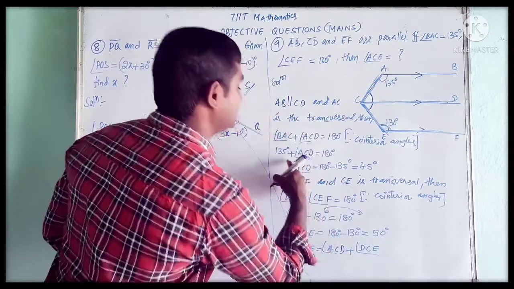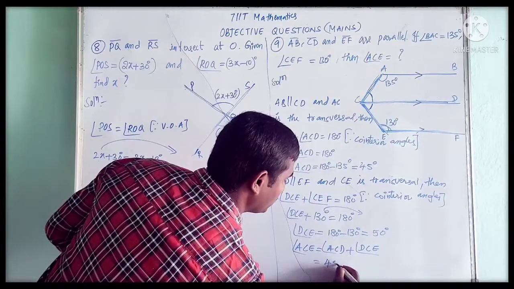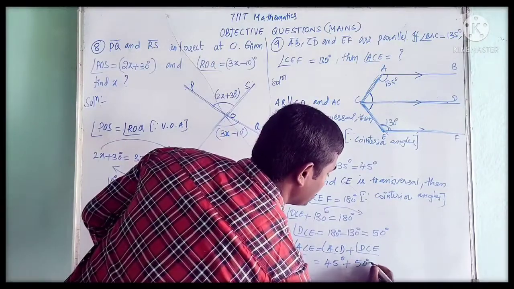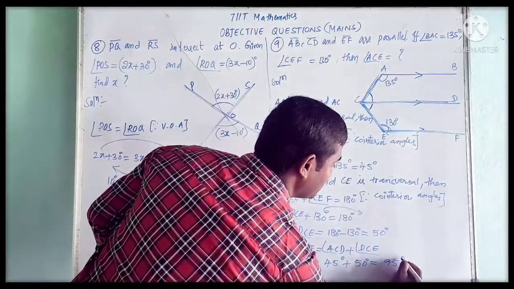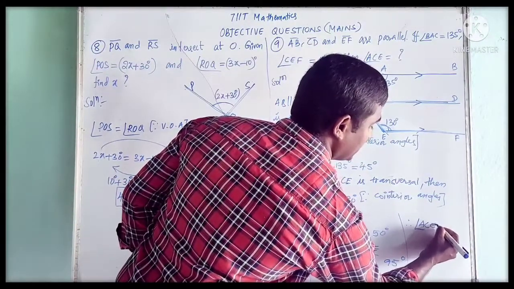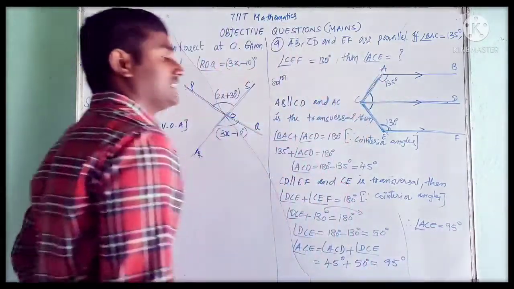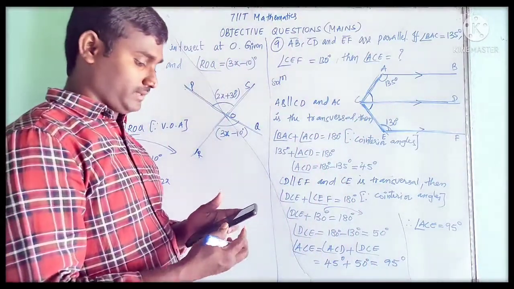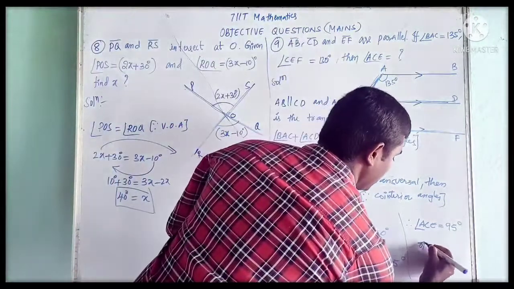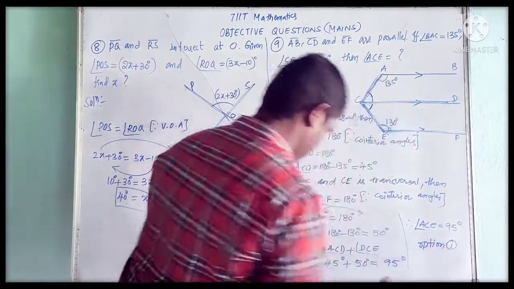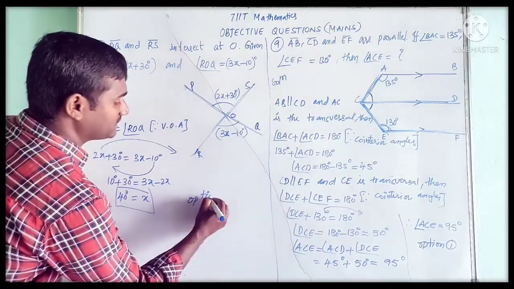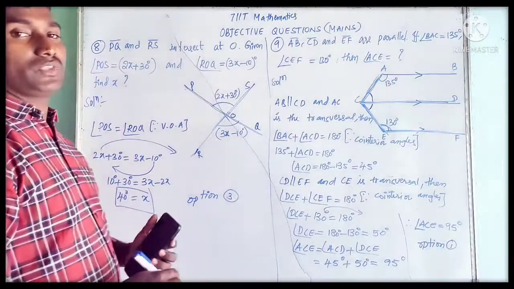Angle ACD we obtained is 45 degrees, plus angle DCE, which we obtained as 50 degrees. So 45 plus 50 equals 95 degrees. Therefore, angle ACE equals 95 degrees. For the 9th question, the correct option is option 1. For the 8th question, x is equal to 40, so option 3 is the correct option. Okay, thank you.